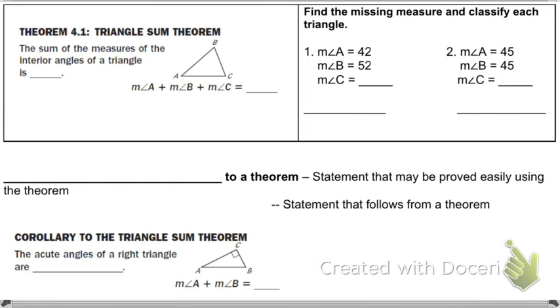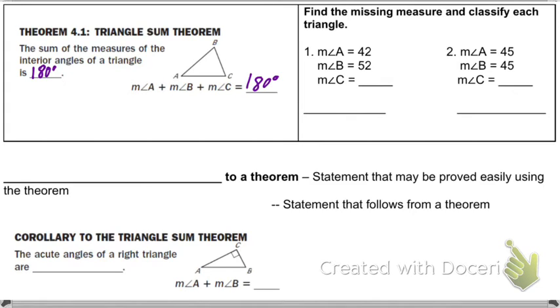All right. Triangle sum theorem. The sum of the measures of the interior angles of a triangle is 180. If you add up the measures of the interior angles of a triangle, you get 180. Meaning in this triangle right here, if we add up the measure of angle A plus the measure of angle B plus the measure of angle C, we get 180 degrees.